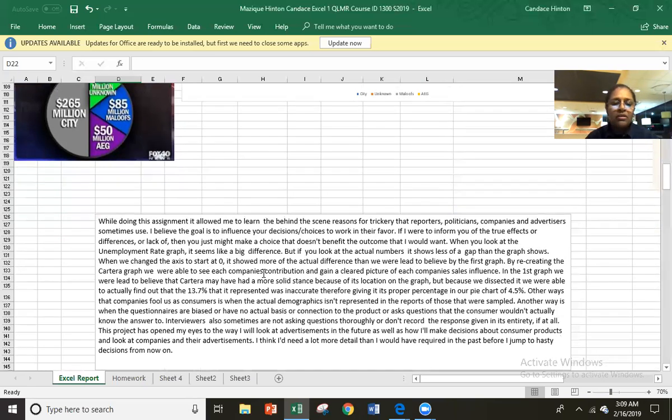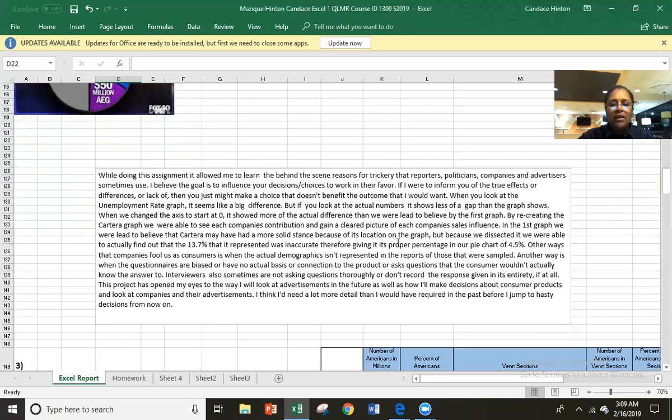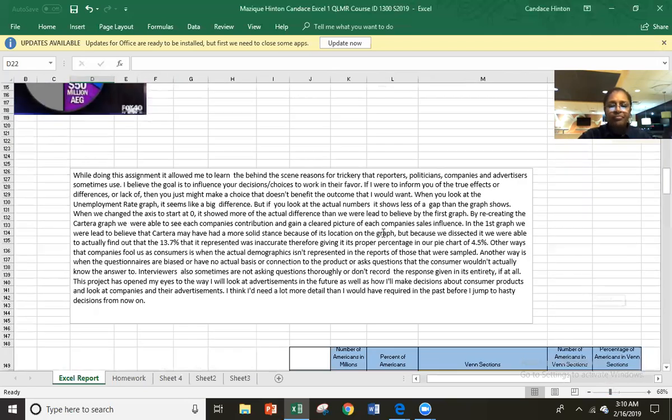By recreating the Katera graph, we were able to see each company's contribution and gain a clear picture of each company's sales influence. In the first graph, we were led to believe that Katera may have had a more solid stance because of its location on the graph. Let me make this a little bit smaller so maybe you can see everything.